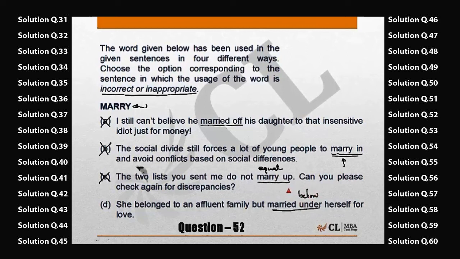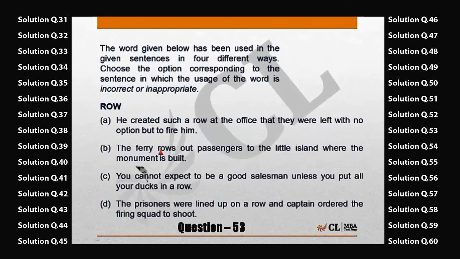Now you must know this. If you don't know this, at least you hope that you know 3 of the others. Answer choice is D. The same is the case with this sentence, row. The problem again is with D. You don't line up on a row, it's line up in a row. That's the usage. The prisoners were lined up in a row and the captain ordered the firing squad to shoot.